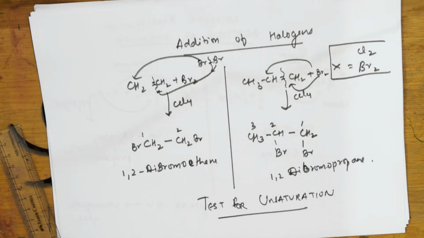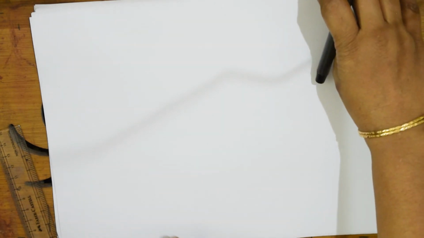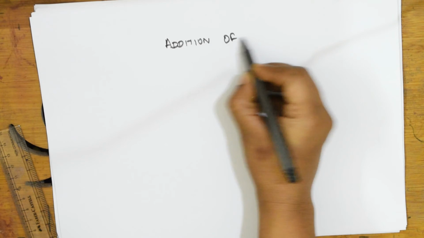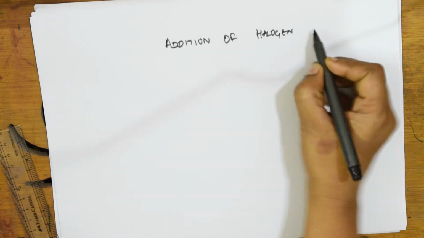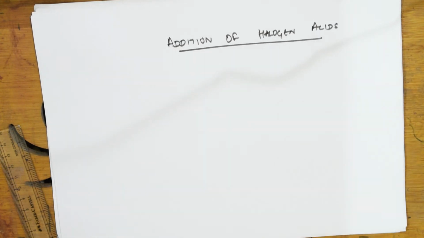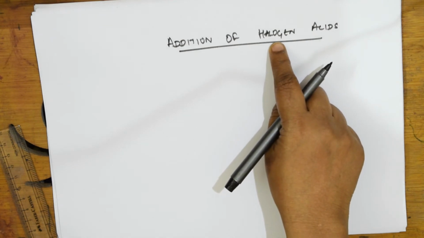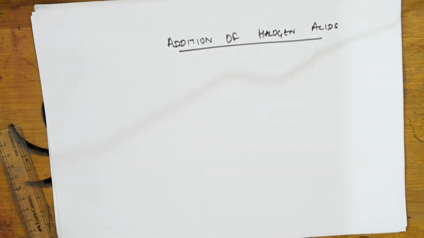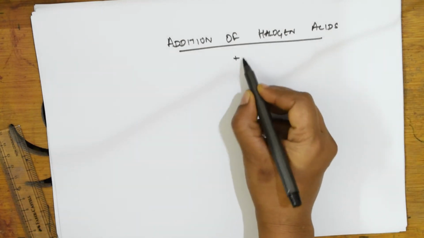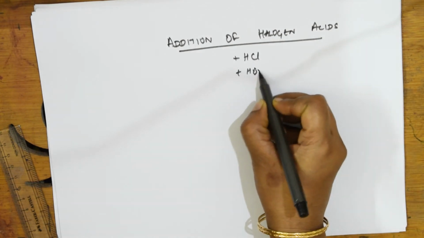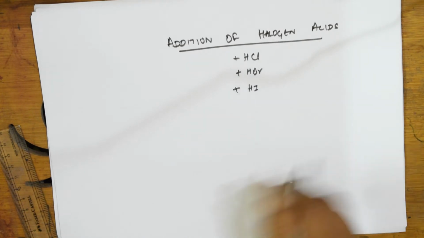Now let's see the next example. After addition of hydrogen and halogen, we'll come to the next important example, that is addition of halogen acids. The third important example is addition of halogen acids. Halogen acids means a halogen is present together with an H+ ion. An acid is nothing but something which has an H+ ion. So for example, you are adding HCl to this. Or it can be HBr, hydrobromic acid, it can be HI also.